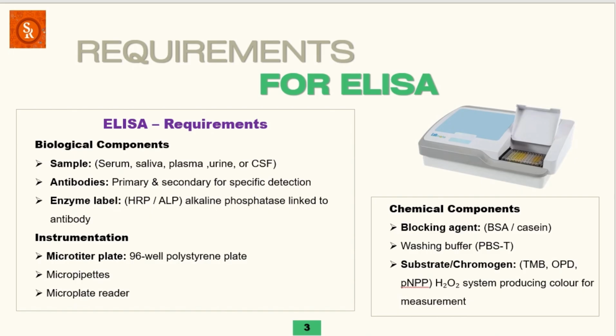Now the chemical components. These are the blocking agent, bovine serum albumin or casein, and then washing buffer, PBS-T, and substrates such as TMB, OPD, and the H2O2 system producing color for measurements. By using the biological components and chemical components, we can conduct the reactions, but how much color is produced is determined by the instrument called the microplate reader. These reactions are conducted in a microtiter plate, a 96 well polystyrene plate, using micropipettes.